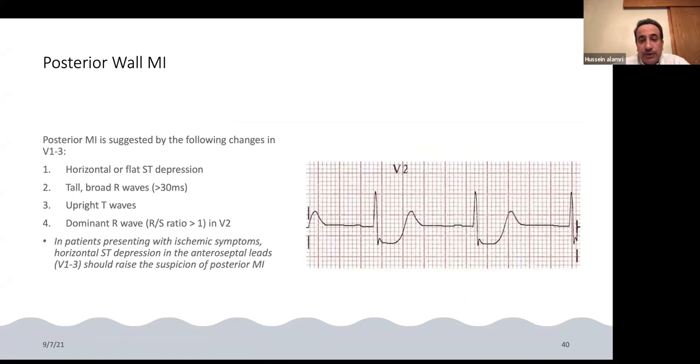So posterior MI is suggested when you look at V1 to V3 and there is horizontal ST depression, or flat, if there is a tall broad R, which is more than 30 milliseconds, or an upright T wave, which is a hyperacute T wave. And remember that in V1, V2, usually the T wave is not that prominent. When it is prominent, you should suspect that there is an MI. And if there is a dominant R wave with R to S ratio more than 1 in V1, especially more than 1 in V2.